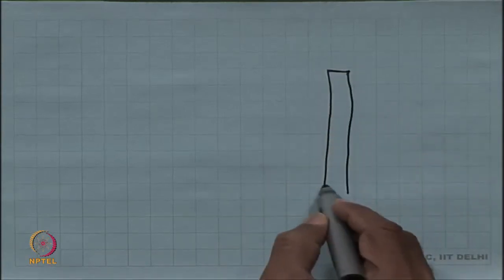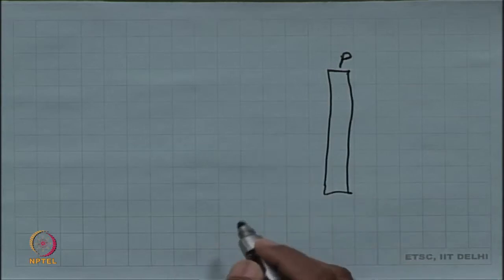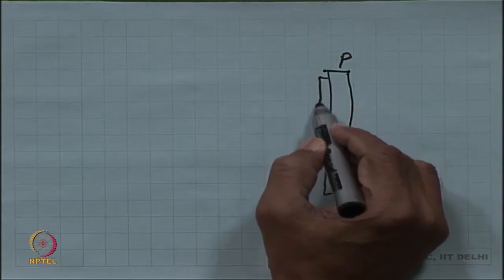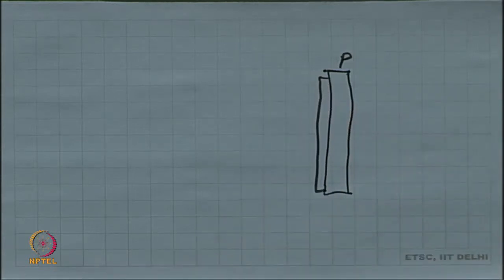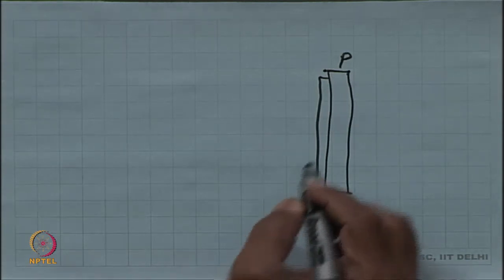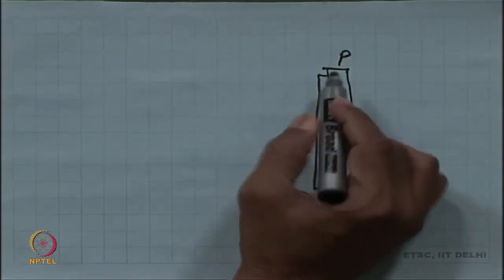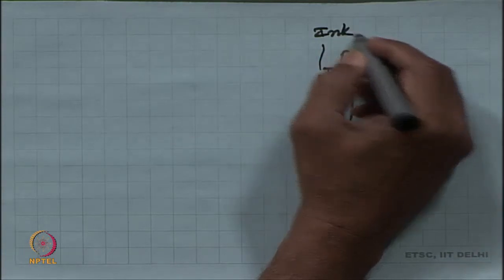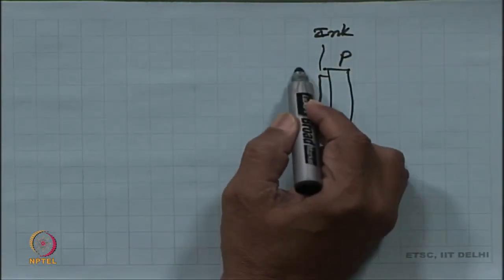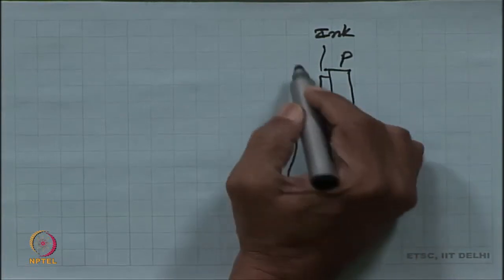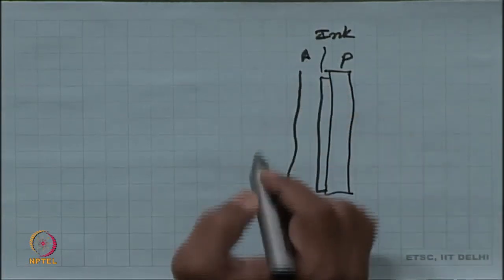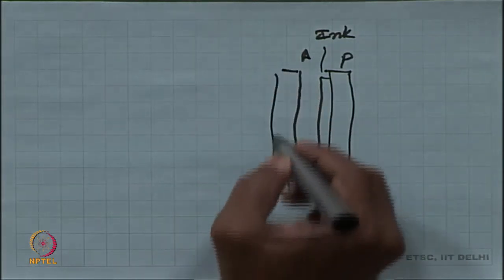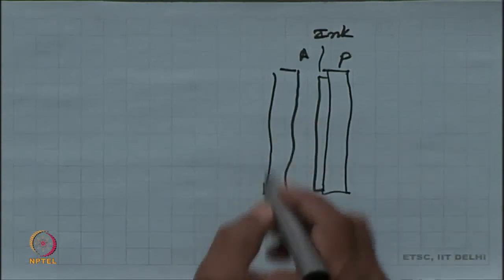So, paper also has some thickness. Then now what is there is, let us say this is called the ink layer. Then there may be some gap, which is the air gap, and then there is a fabric on the other side, which is the fabric.